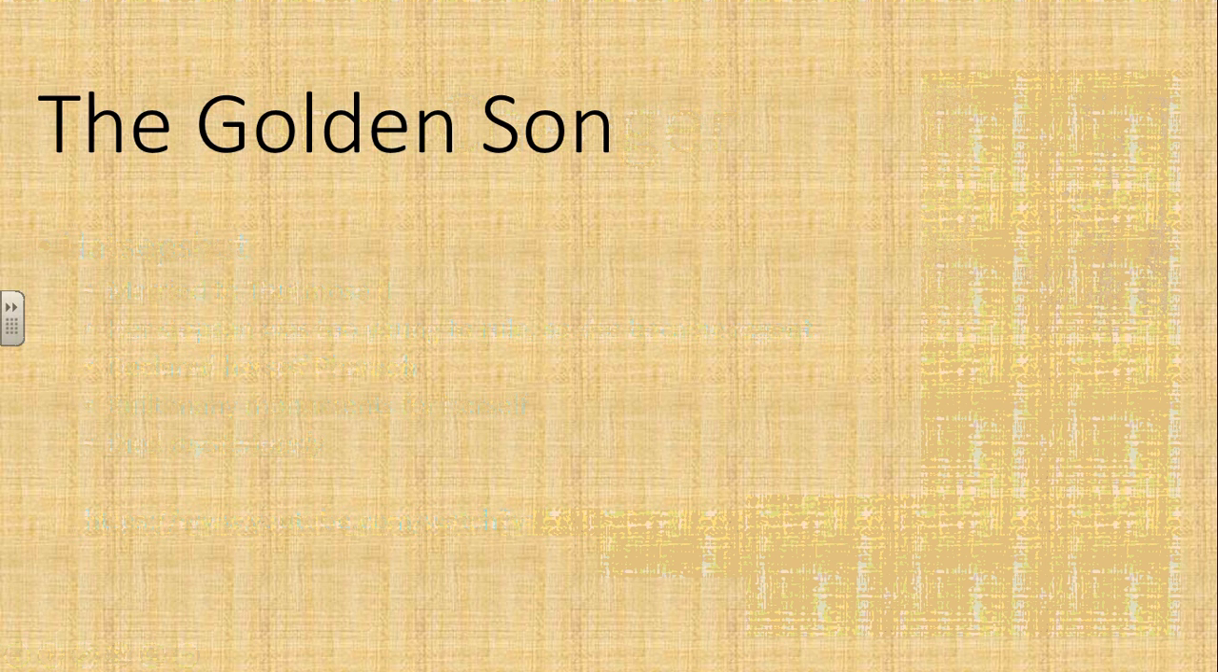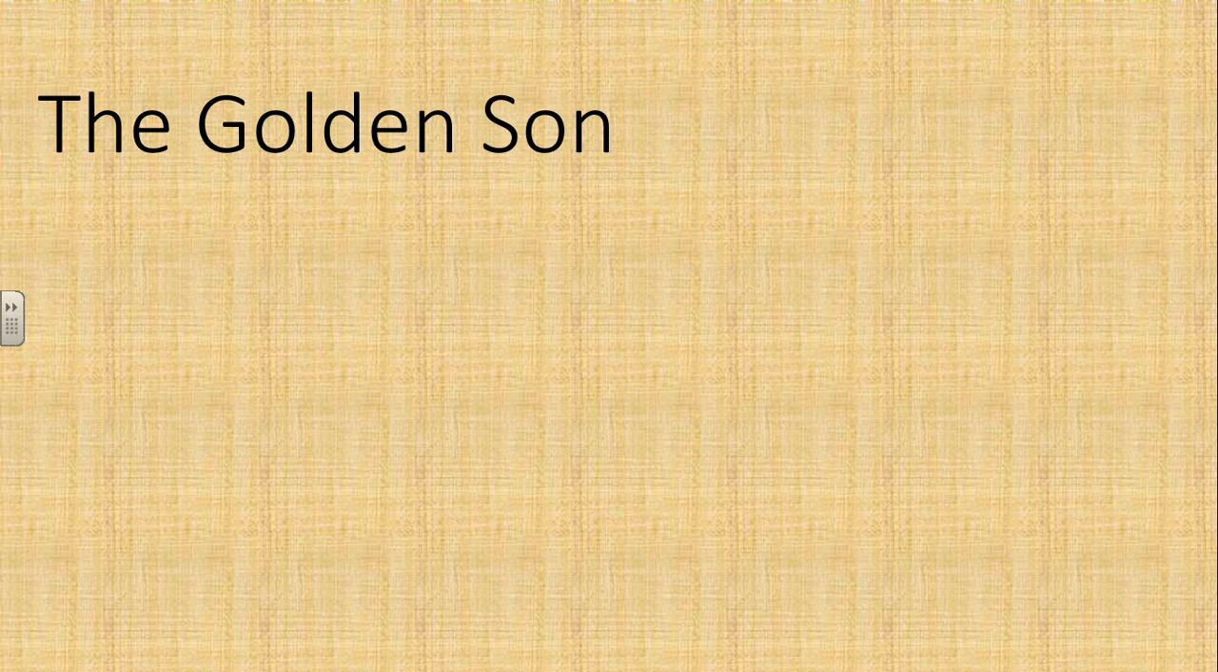And finally, we are now to the Golden Sun. This is our third pharaoh that we are talking about, the Golden Sun. And his name is King Tutankhamun. A lot of times you'll hear King Tut. People shorten it to King Tut. Tutankhamun.